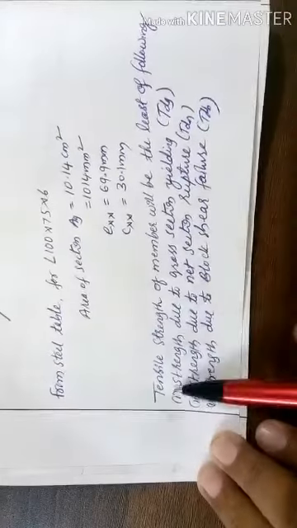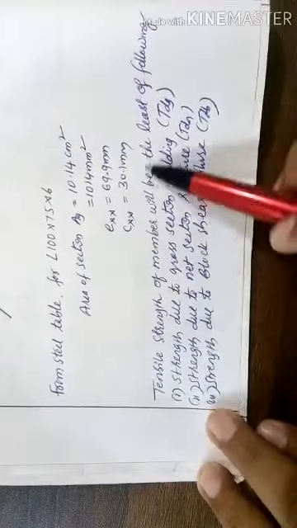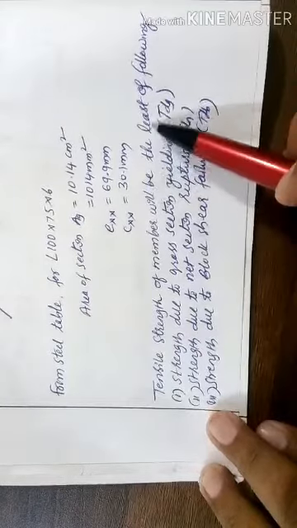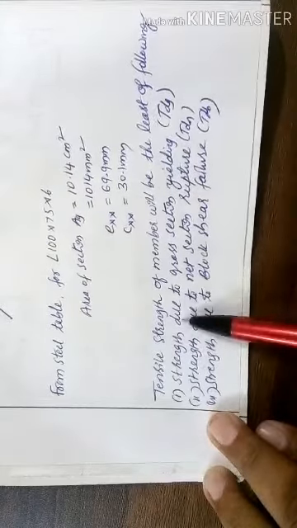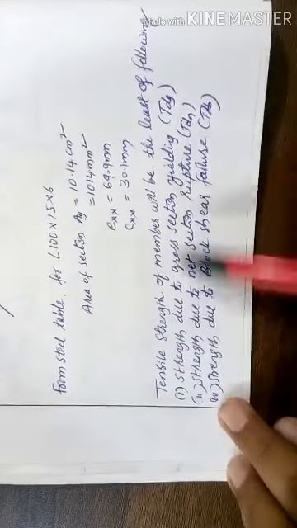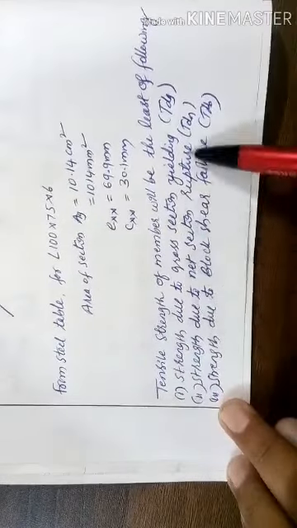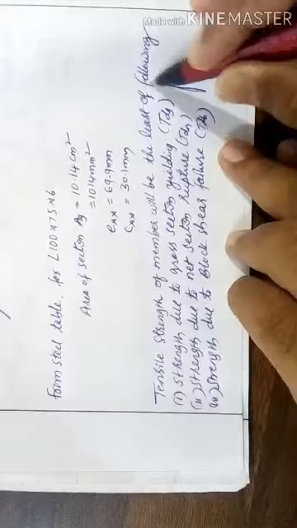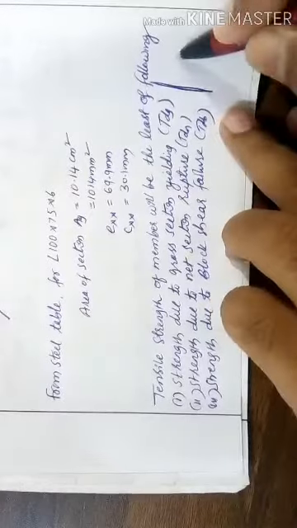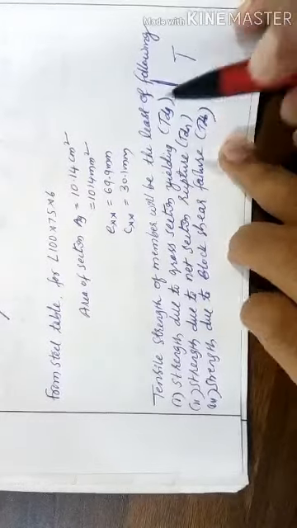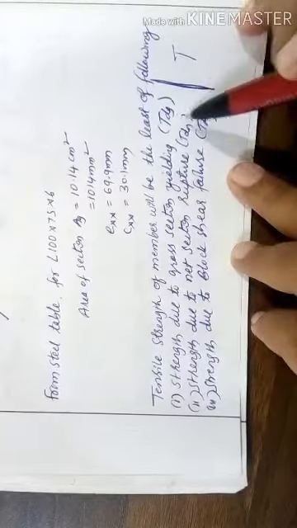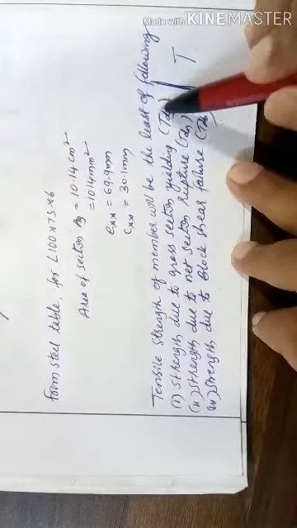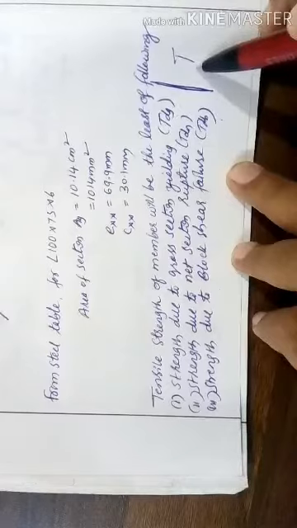After marking, we know that the tensile strength of the member will be the least of the following: the strength due to cross section yielding, TDG; the strength due to net section rupture, TDN; and the strength due to block shear failure, TDB. The least of these three will be the tensile strength of the member.